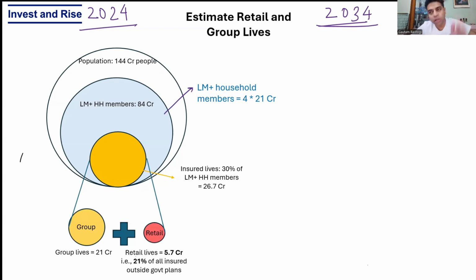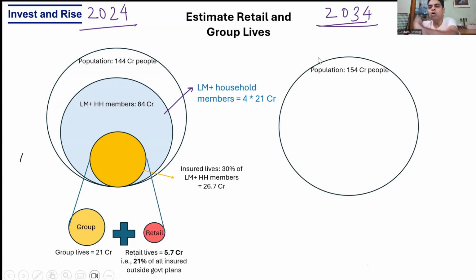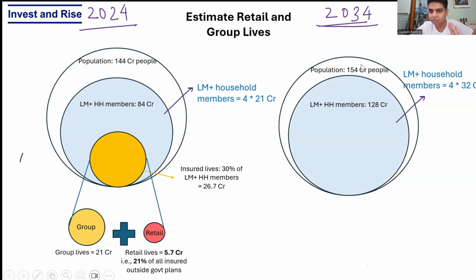Now we move to the projection part. These are numbers as of today. Now let's move forward. 10 years from now, India's population every year would grow at 0.7% on an average every year. So the population from 144 CR people may become 154 CR people. And the number of lower middle and above households may increase from 21 CR today to 32 CR 10 years from now. Again, assuming four members on an average per lower middle and above household, totally the number of people falling in these households would be 128 CR. So 84 CR becomes 128 CR.